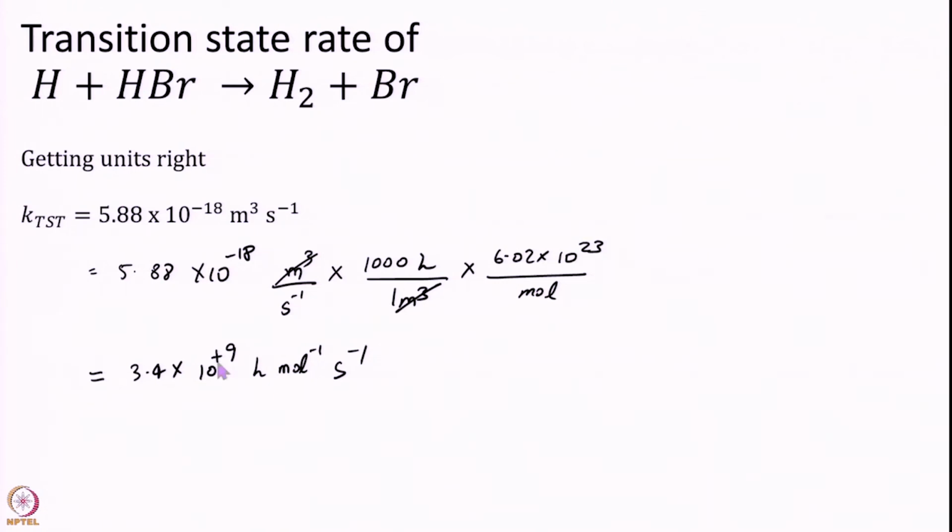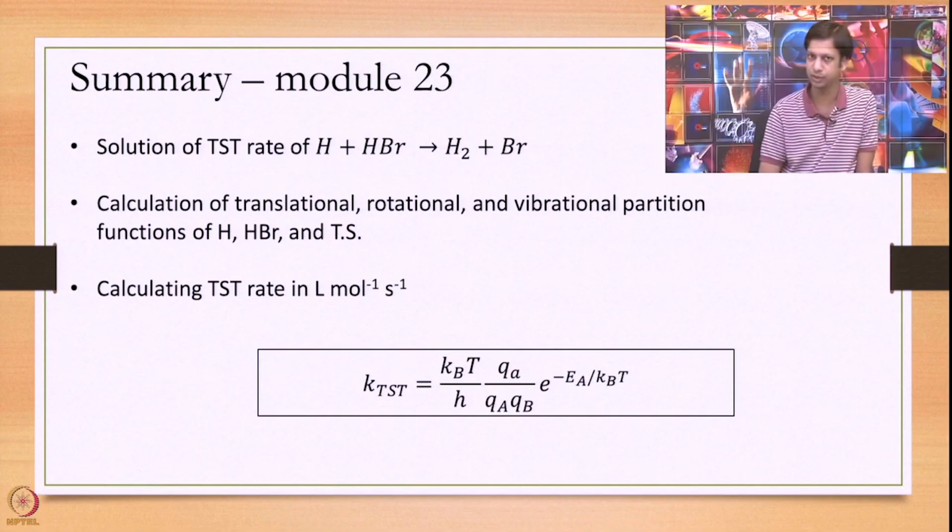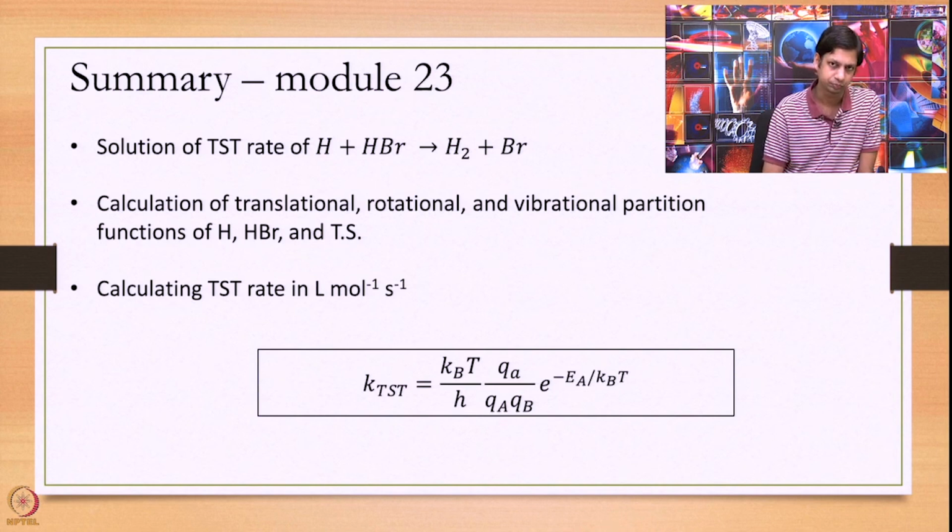Alright. Okay. So, we end here today and we have looked at an exact calculation of how to calculate it for a specific example, which is H plus HBr with a linear transition state. With that you can use the same procedure to calculate it for any other case and get a transition state estimate.